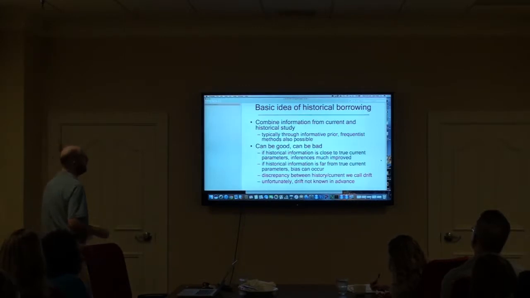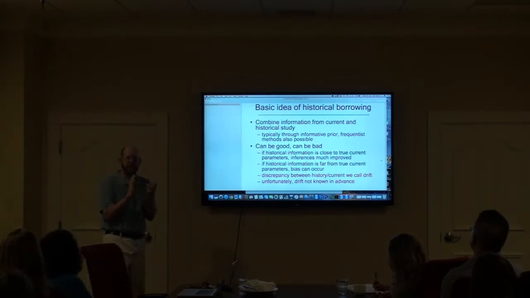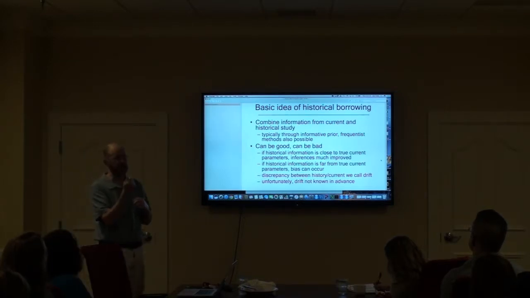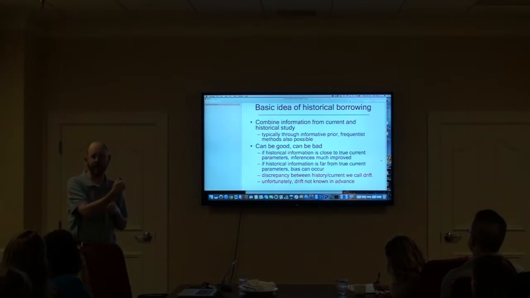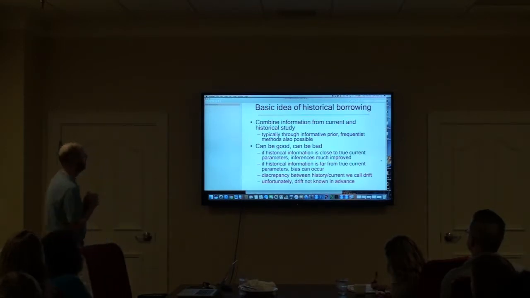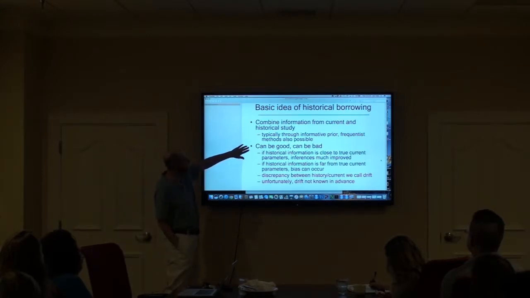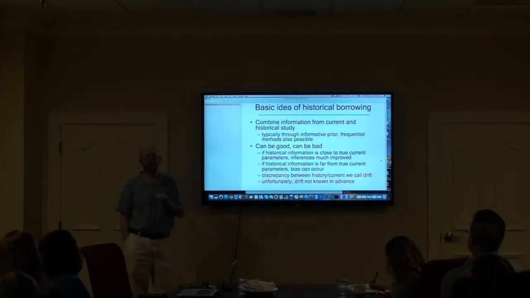The basic idea here is we're going to combine information between the current control study and the historical study. So I'm going to have 200 current subjects, and I also have 100 historical subjects. So I want to augment my control arm with those 100 historical subjects. When you do this, this can be good and can be bad.